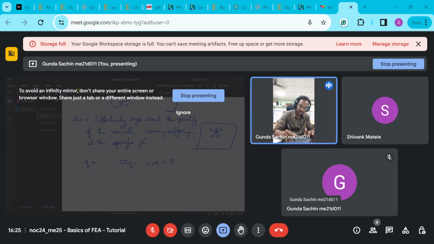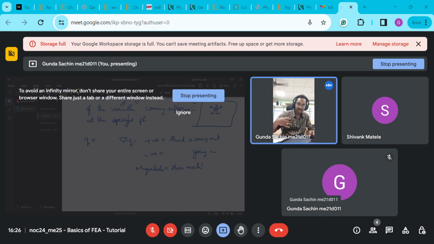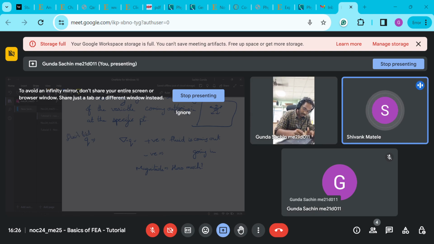And let's say if it is positive, it implies something like fluid is coming out from that point. And if it is negative, it's like fluid is going in, something like that. And magnitude gives how much quantity of the fluid is coming out. So if divergence of this is high, it's like a large volume of fluid is coming out, and if it's low, it's relatively low, something like that. You get the concept, right?